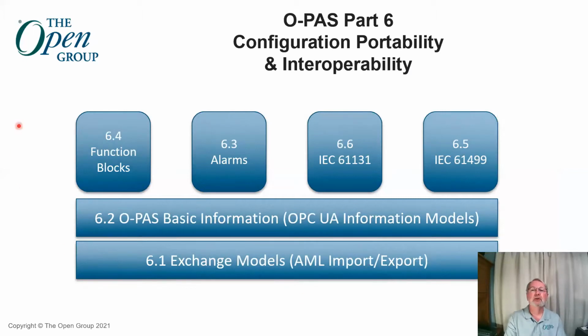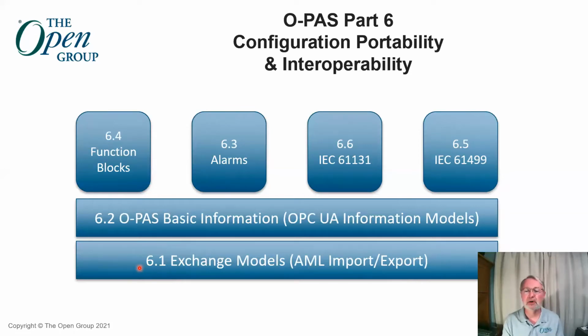Part 6 of OPAS is really the heart of the control functionality, and it's probably been the most work in version 2.1, and maybe the most work up to 2.1 of any of the releases to date. The foundational level is in 6.1, and this is exchange models. Primarily, it deals a lot with Automation Markup Language, AML, for import-export. And this is what makes importing and exporting, transferring the configuration data from one system to another system possible, even between different vendor systems, because it gives you a supplier-neutral way to transfer that data.